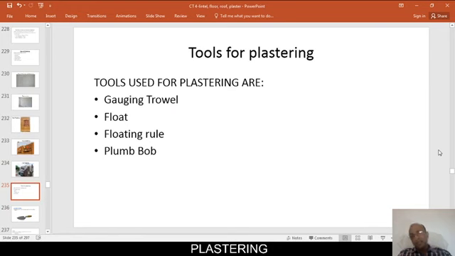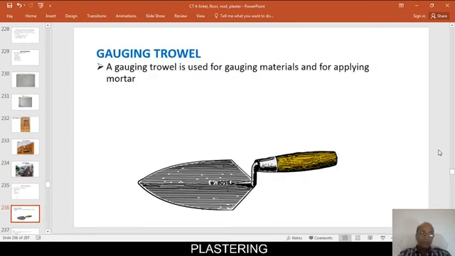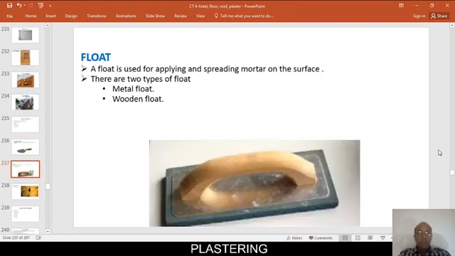Now we can see what are the different tools used for plastering. The tools used for plastering are the gauging trowel, the float, the floating rule and the plumb bob. A gauging trowel is used for gauging the materials and for applying the mortar.